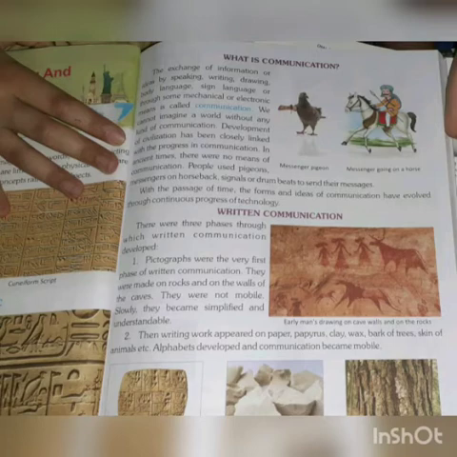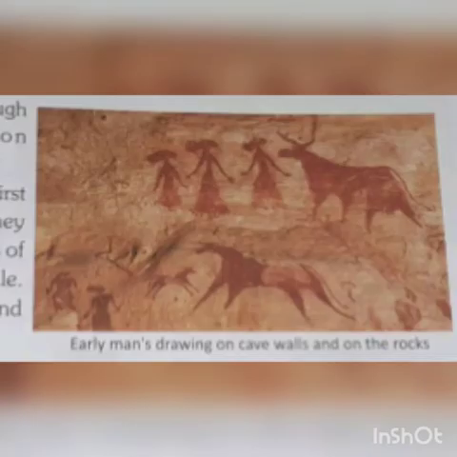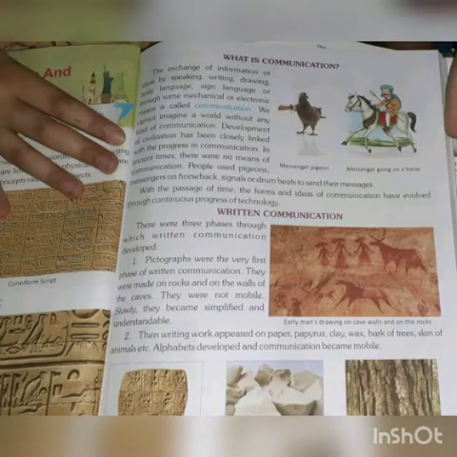Now one type of communication is written communication. In written communication, earlier it took a long period to evolve. Like first pictographs were used, as you can see in this picture. Such pictographs were found in the caves. So this picture shows the first pictographs that were found by the scientists or archaeologists.